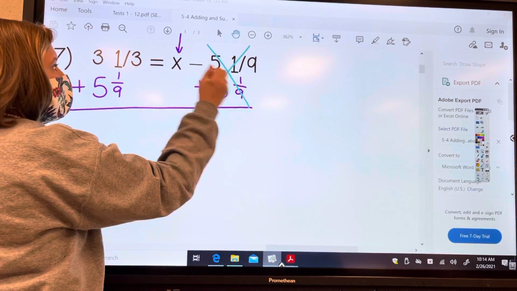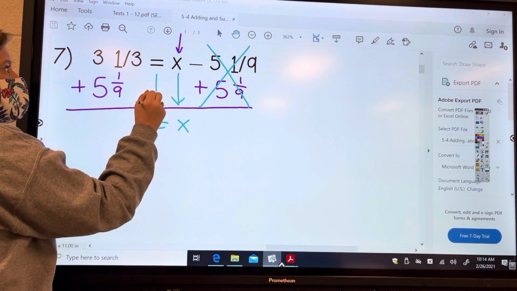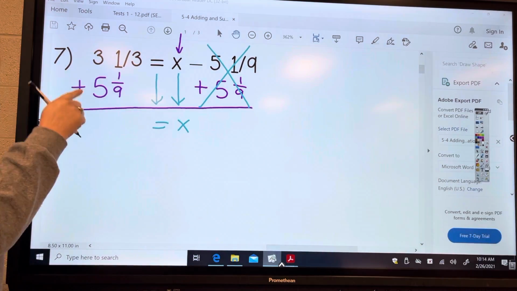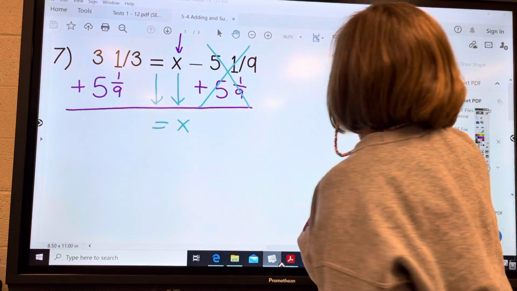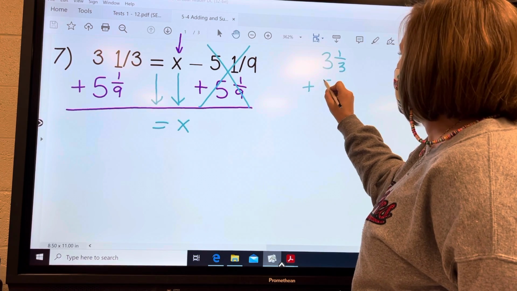These cancel out, and I'm left with what? X equals. Now, I don't like this over here. There's not enough room for me to work. So I'm going to rewrite over here. And you should have enough room over here that you can rewrite it.